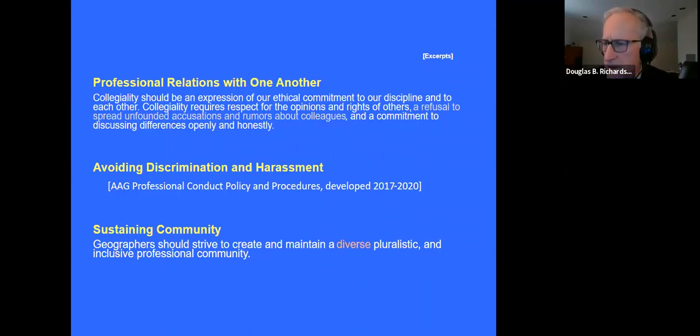Sustaining community. Geographers should strive to create and maintain a diverse, pluralistic, and inclusive professional community. And again, here, I think is an area where we really need to do a lot more work. We've been an organization for 115 years or so, and yet we've not seen a woman or a person of color in leadership positions in our organization. Top leadership positions.